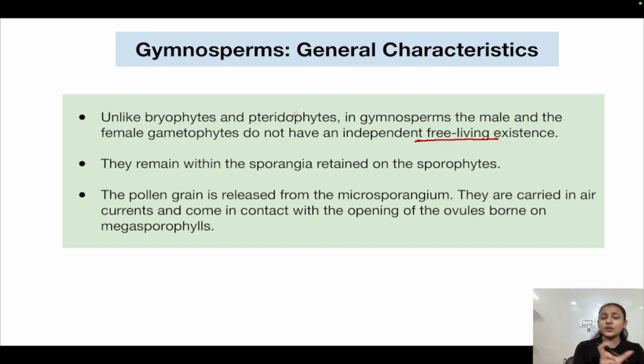For some brief duration, for some time, the female gametophyte was being retained on the sporophytic plant body, but after that duration is over, ultimately the female gametophyte was released and separated from the sporophytic plant body, and it was also capable of showing independent free living existence. But in gymnosperms, both male and female gametophytes do not have an independent free living existence. Both are highly reduced structures and completely dependent on the sporophytic plant body.